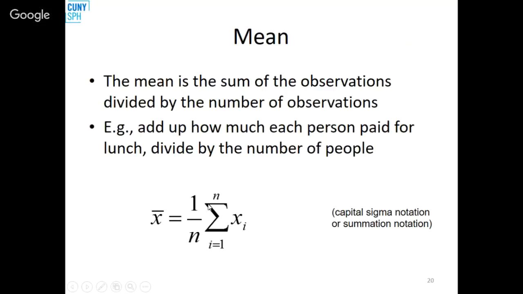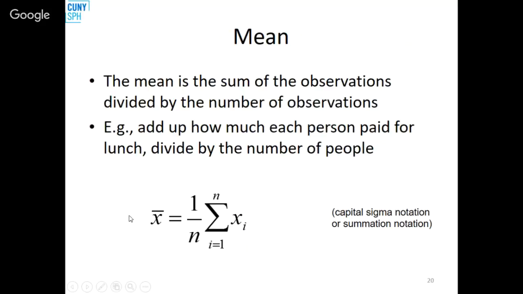This capital letter is the Greek letter sigma. This indicates a sum. This is telling me that I'm going to sum. There are n observations, i indicating which observation or which individual. So this is the sum from individual 1 to the nth individual, divided by the number of individuals.